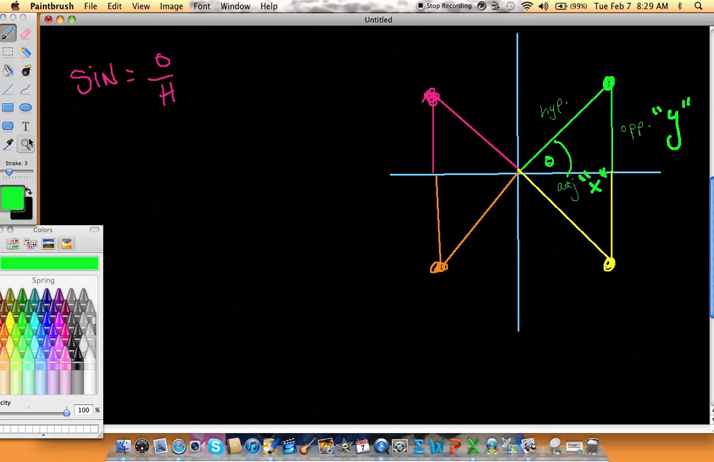So when I'm talking about the sine being the opposite over the hypotenuse, another way to say that is, the hypotenuse is always going to be 1, because if we're talking about the unit circle at least, the sine will always be the y value. And in quadrant 1, both x and y are positive.